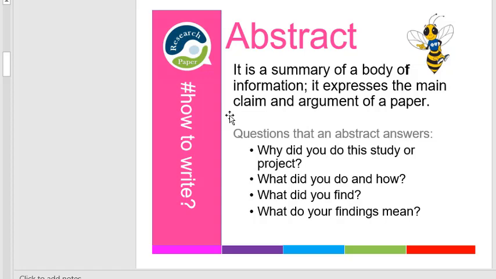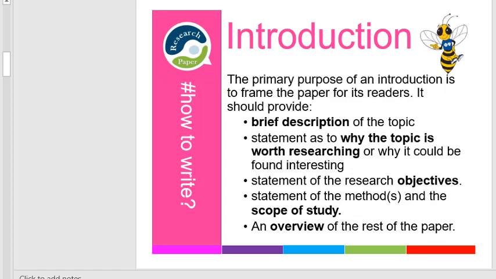Questions that an abstract answers: your abstract should answer these questions. If one asks why did you do this study or project, it should be part of the abstract, in short and in a detailed way. What did you do and how? What did you find? What do your findings mean? All these questions should be answered by the abstract part of your research paper.